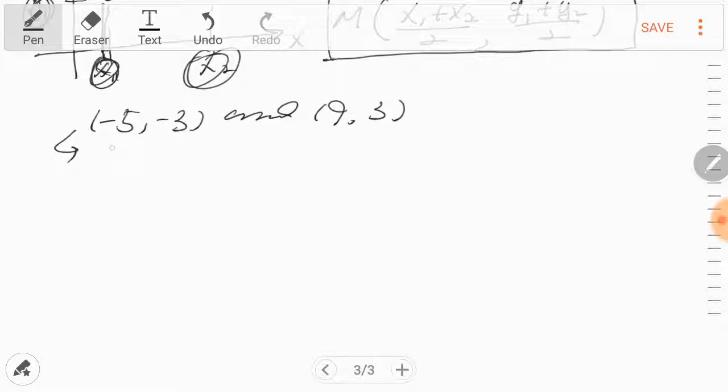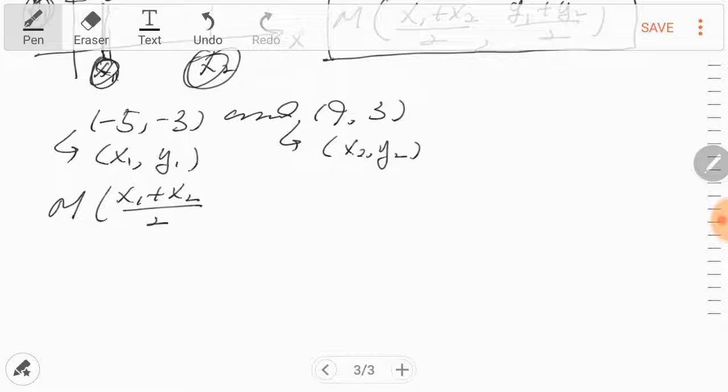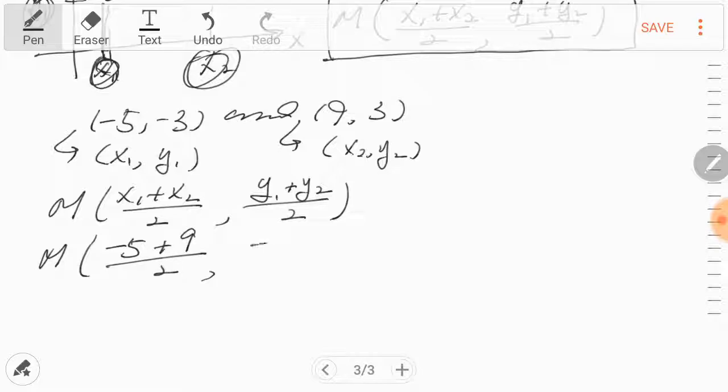Alright, then this is x1. We will use the first point as x1, y1. The coordinate of the second point is x2, y2. So the midpoint is the average of the x coordinates, sum of x1, x2 divided by 2. And the y coordinate is the sum of 2 y values divided by 2. So the midpoint is, x: negative 5 plus 9 divided by 2. The y coordinate is -3 plus 3 divided by 2.